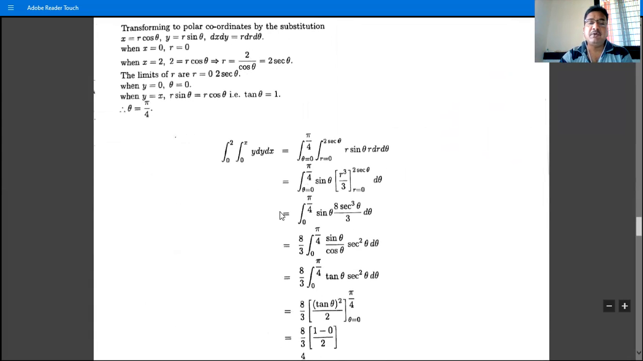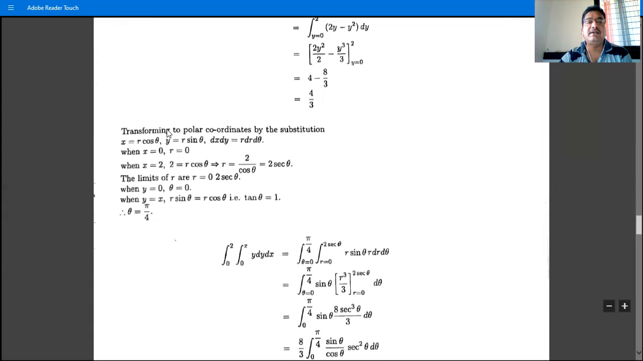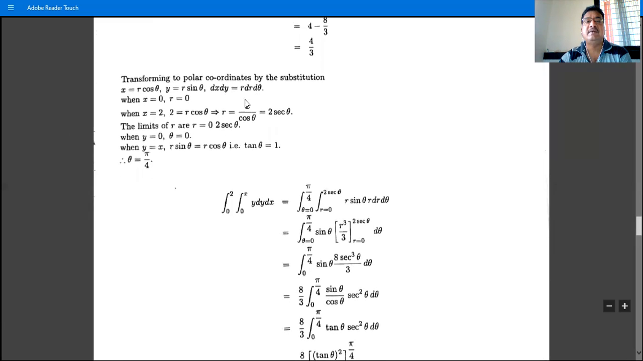And the same problem by changing to polar coordinates. Substitute x as r cos theta, y as r sin theta, then dx dy is r dr d theta. When x is 0, r is 0. And when x is 2, then r is what? 2 equals r cos theta, that is, r is 2 by cos theta, that is 2 sec theta. And so the limit of r is 0 to 2 sec theta, and when y is 0, theta is 0.